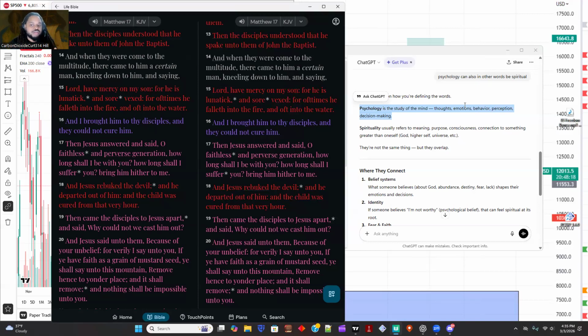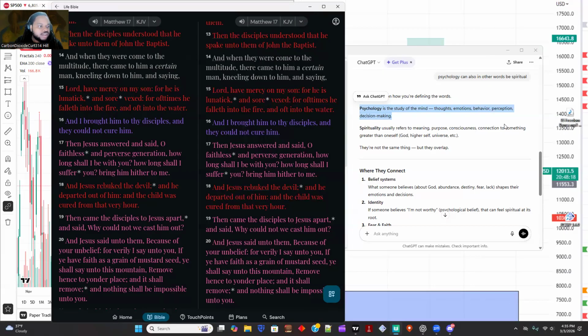What is being revealed here? Psychology is just a little key phrase word for what the spirit is actually doing to you. In order to understand the spirit that you're in, you've got to identify your thoughts, emotions, behavior, perception and decision making, and how it is affecting you and in what way, and you'll be able to identify what spirit is on you. Now let's keep reading.